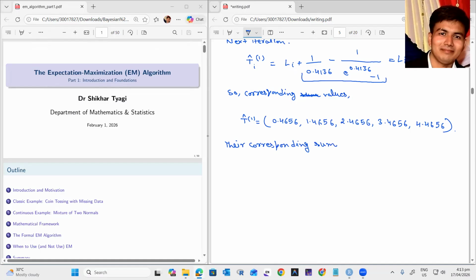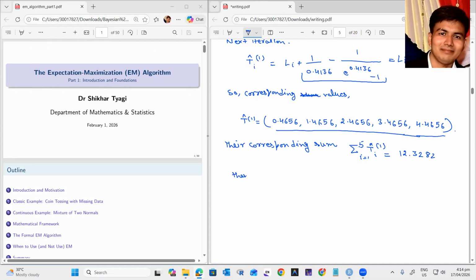So their corresponding sum is basically the summation over the range of i going from 1 to 5 of T_i, that is basically 12.3282. The sum of all these values. Okay.